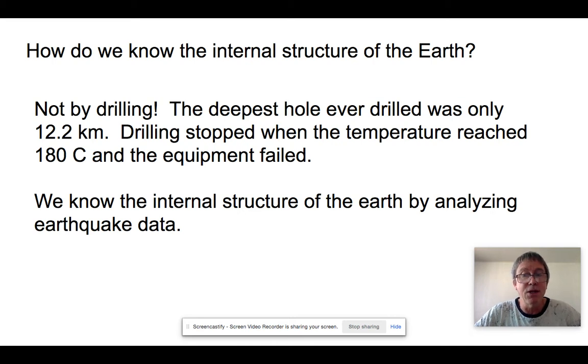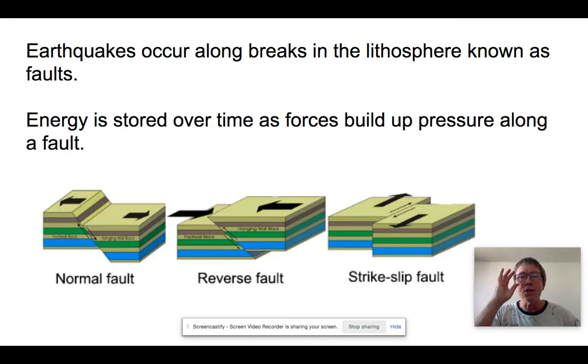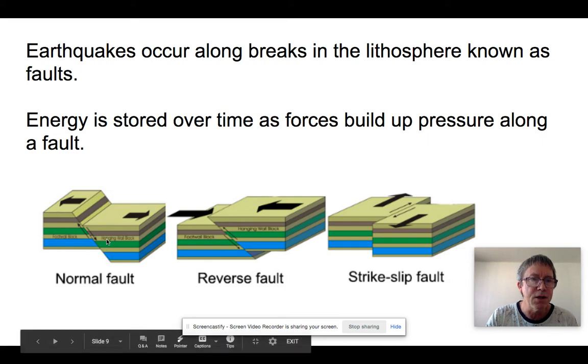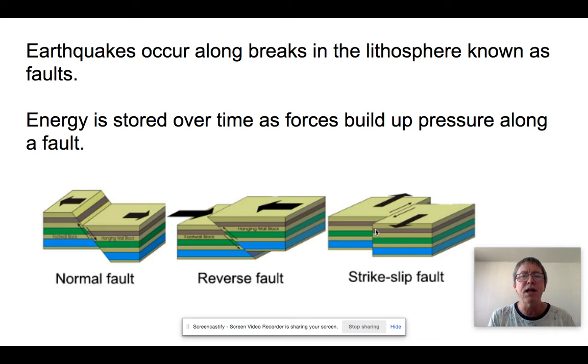Well, it turns out the way we know, primarily, apart from the Earth's mass, is from looking at earthquake data. So let's just talk about earthquakes a bit here. Earthquakes basically are sudden movements of the lithosphere that occur along breaks in the lithosphere, primarily the crust, but also the upper mantle. We refer to these breaks as faults. So a fault, as you see, here is a fault, here is a fault, here is a fault going sideways. These faults are just breaks in rock along which motion has occurred.